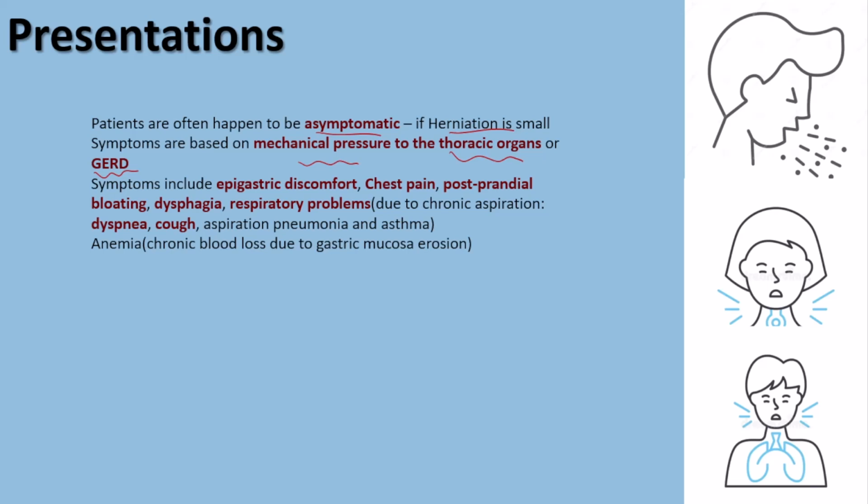So what are the symptoms? Epigastric discomfort, especially after a large meal. The patient can have chest pain, postprandial bloating, dysphagia due to long-standing GERD, or respiratory problems due to either aspiration or mechanical pressure. So the patient can have dyspnea, cough, aspiration pneumonia, or even asthma. And also because we have compression and gastric mucosa erosion, the patient can have chronic blood loss from the GI tract, which can present with anemia.